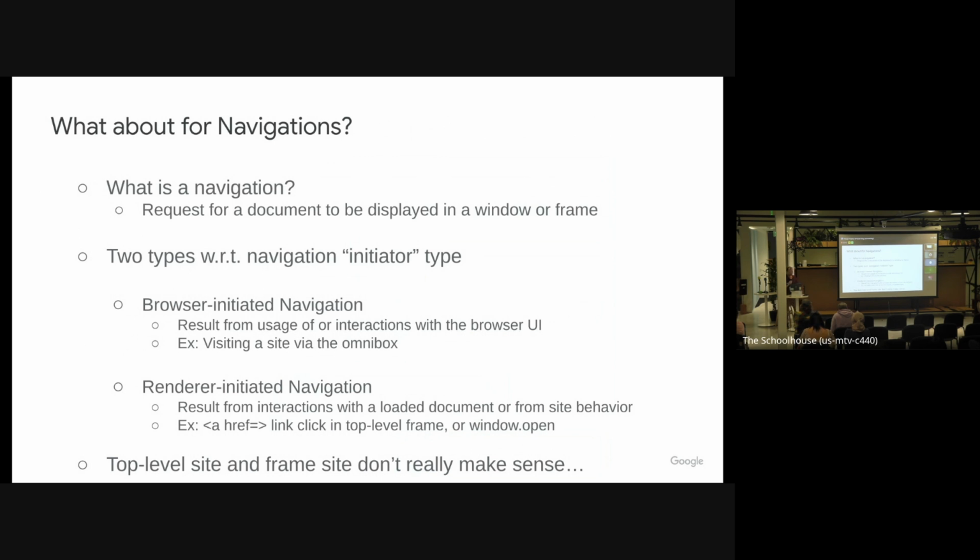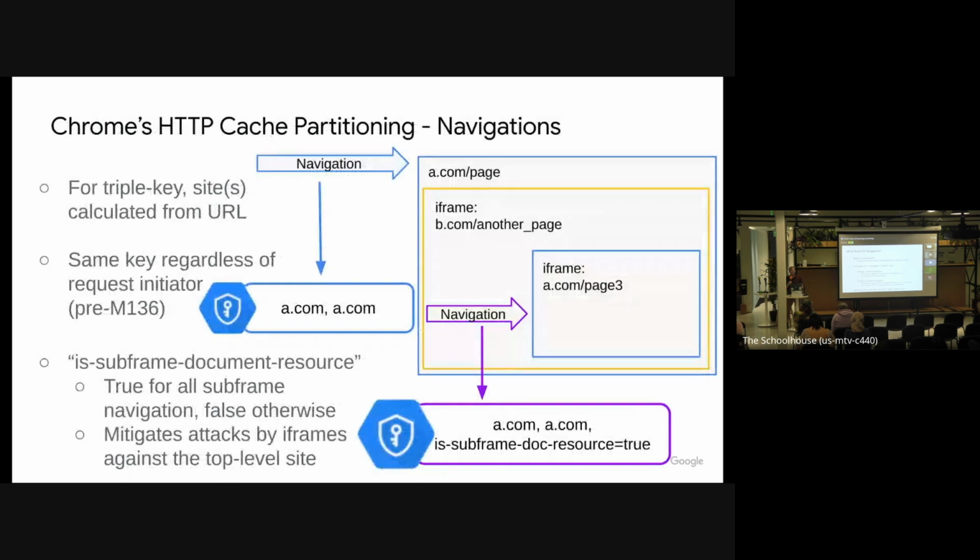And then there are also renderer-initiated navigations. These are things that result from interactions with the loaded document or from site behavior, for instance JavaScript, so things like clicking a link on a page or window.open. For navigations, the top level site and frame site in the triple key don't really make sense because a document hasn't been loaded yet. So what happens? For the triple key, the sites are just computed from the URL.